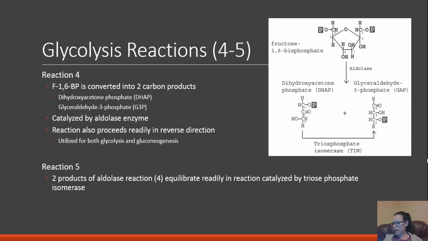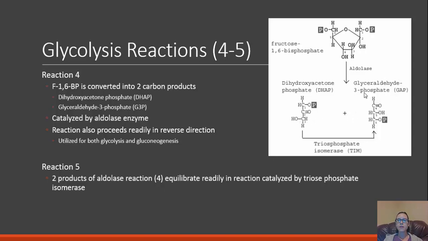Okay, next we have reaction 4, in which fructose 1,6-BP is converted into 2 carbon products. This is that split that we talked about on the earlier slide that had the overview of the whole pathway. So it splits into 2 molecules, the DHAP and the glyceraldehyde 3P. We break down this molecule into 2 smaller carbon molecules, and these can equilibrate.